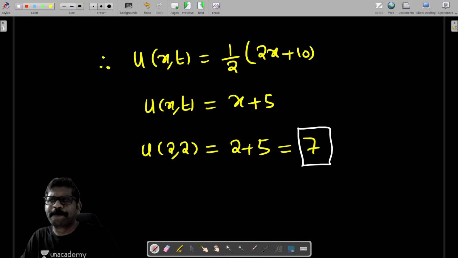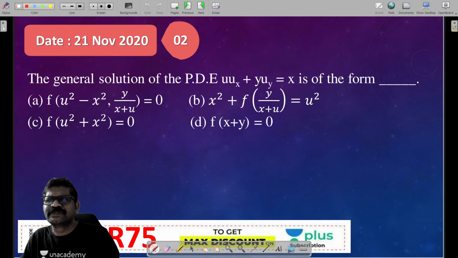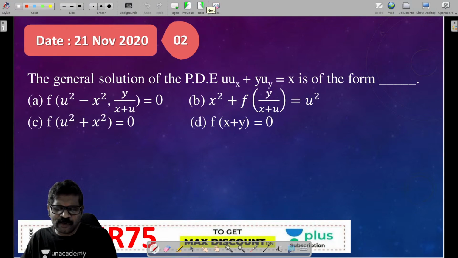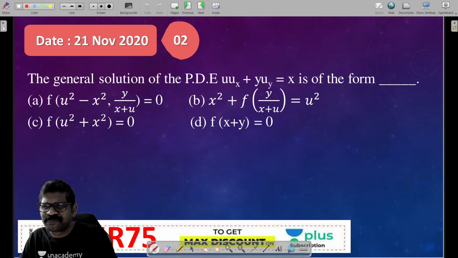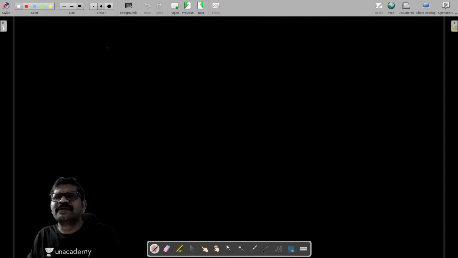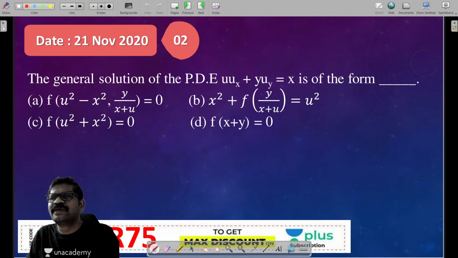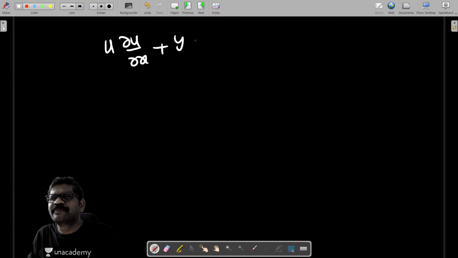Next problem. The general solution of the partial differential equation u into del u by del x plus y into del u by del y equal to x. u into del u by del x plus y into del u by del y equal to x.